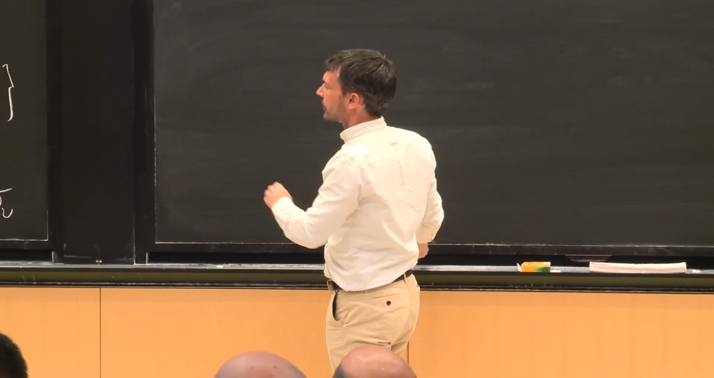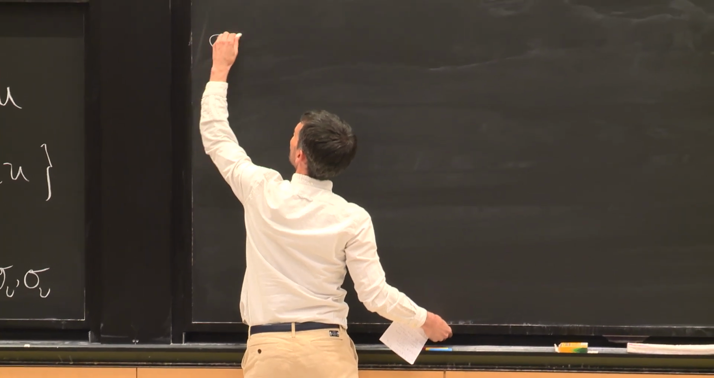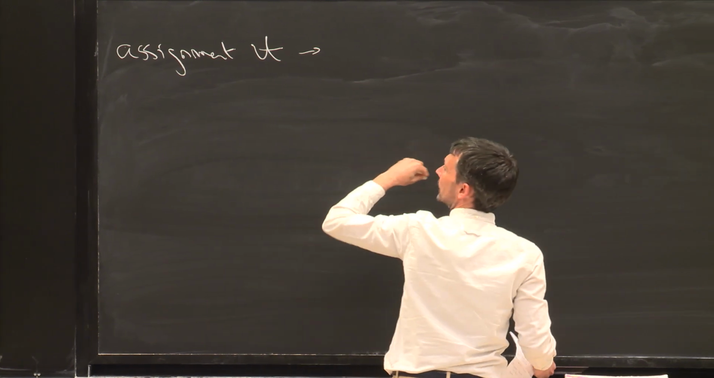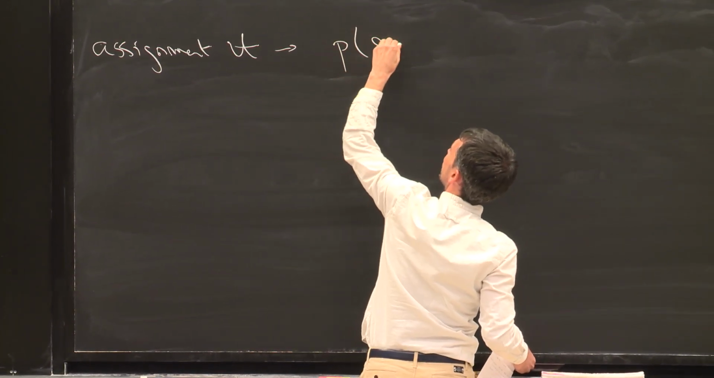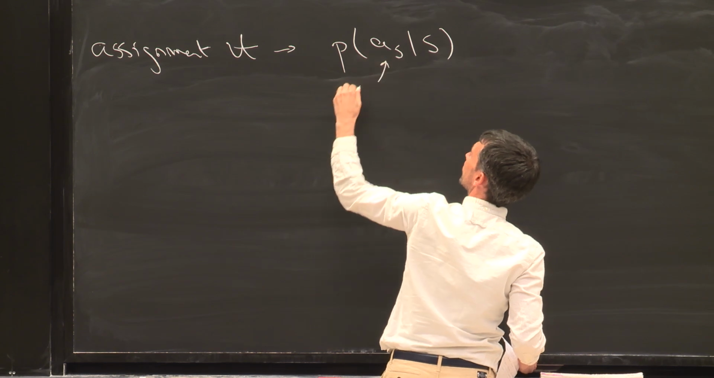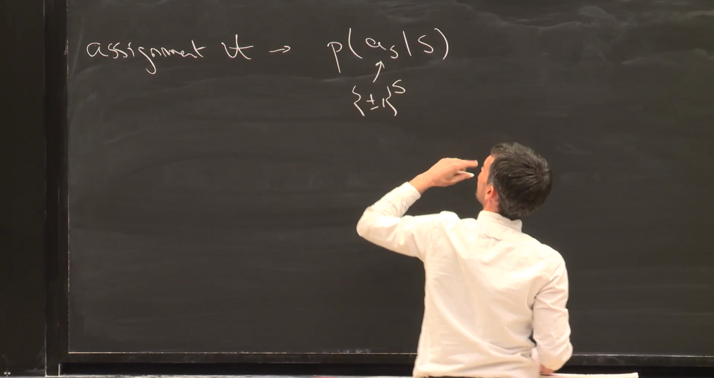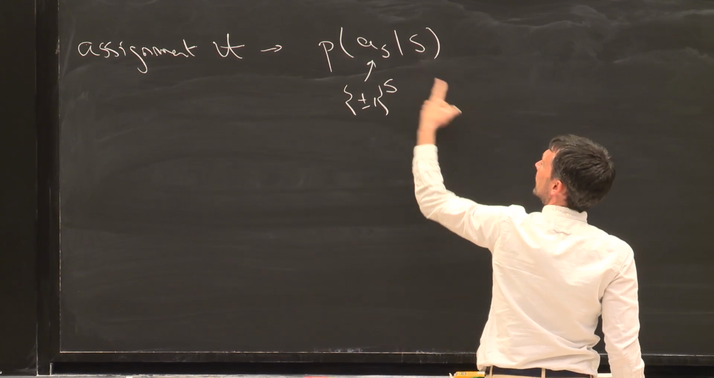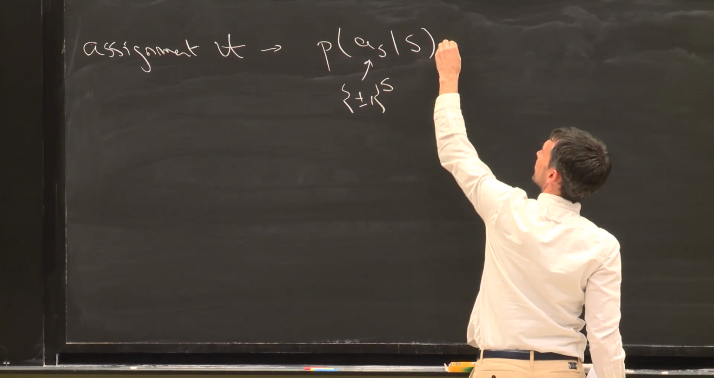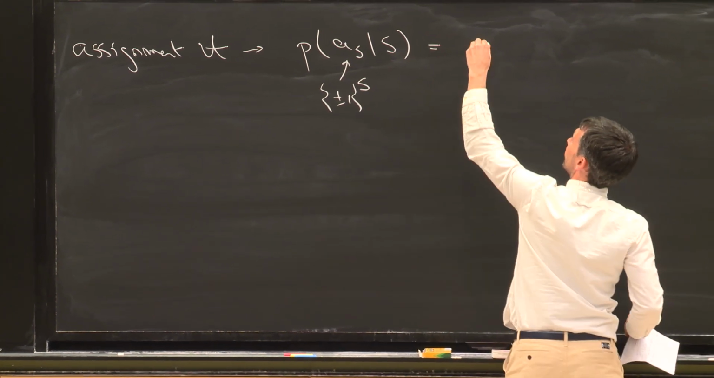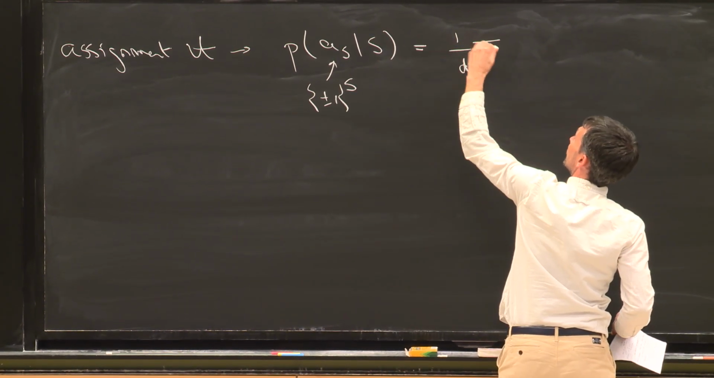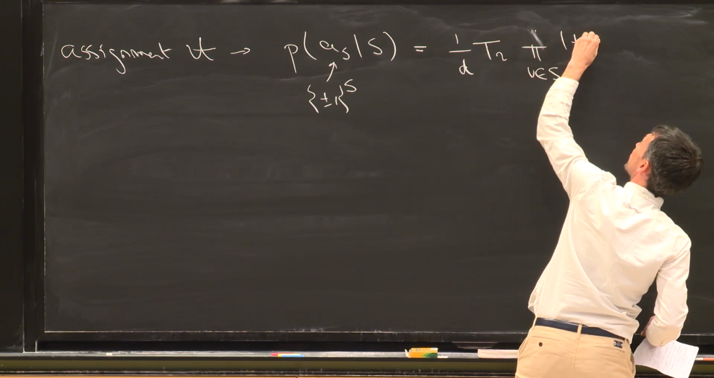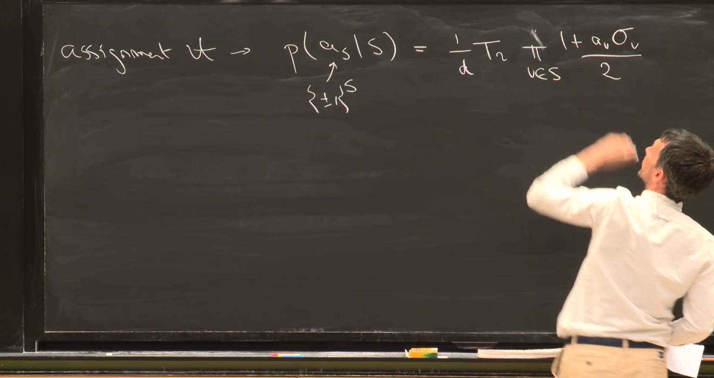There are two steps. First of all, given an assignment A, I can define a family of distributions P(a_S | S), where a_S is an element of plus minus 1 to the S. S here is one of my contexts, so it's a collection of three variables, let's say. I can define a distribution on this set by taking, this is a formula that we saw last time, 1 over d times the trace of the product for u in S of (1 + a_u O_u) over 2.